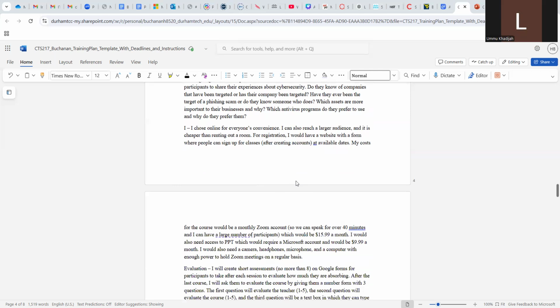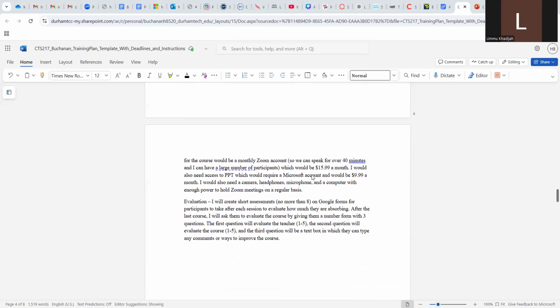I chose online for everyone's convenience. It would be convenient for me, but also convenient for participants. I can reach a larger audience because we don't have to worry about if someone is unable to reach a venue. It's cheaper than renting out a room, so that would save everyone money. In order for them to register, I would have a website with a form where people can sign up for classes after they create accounts. We would have dates available.